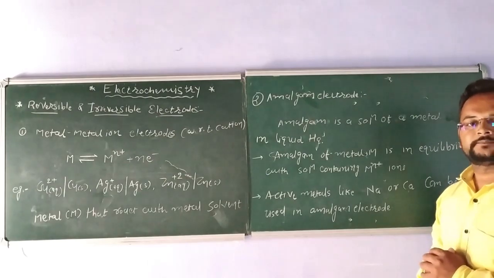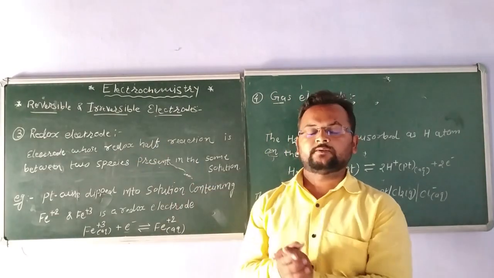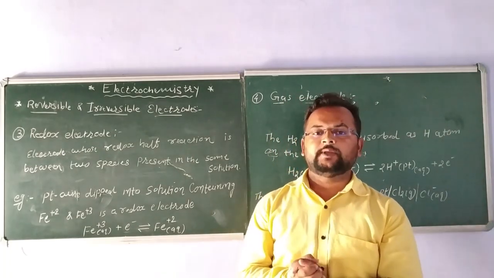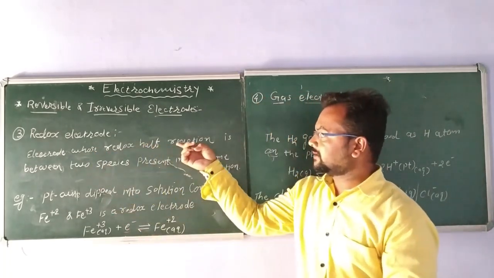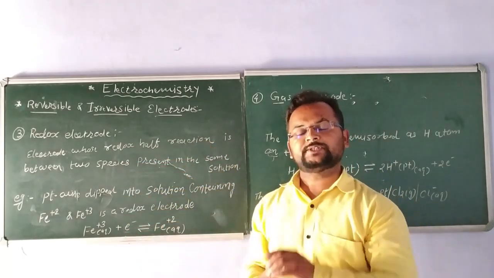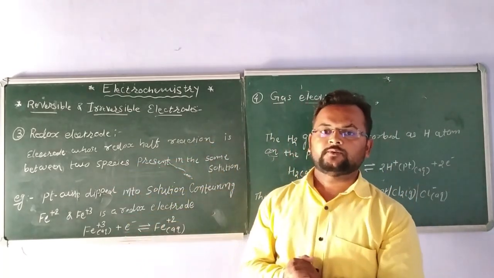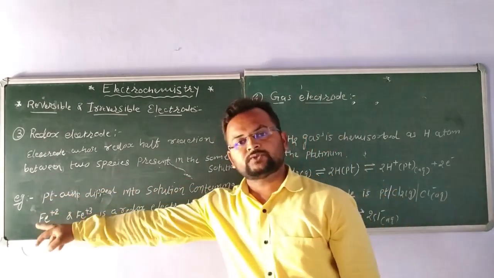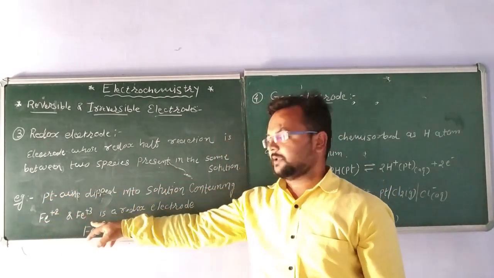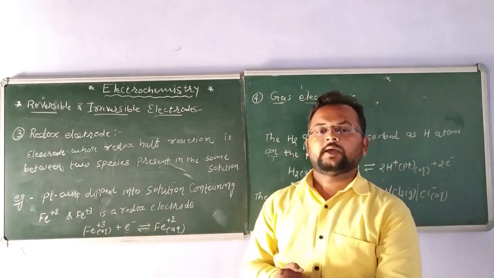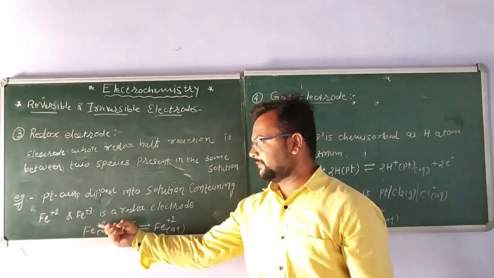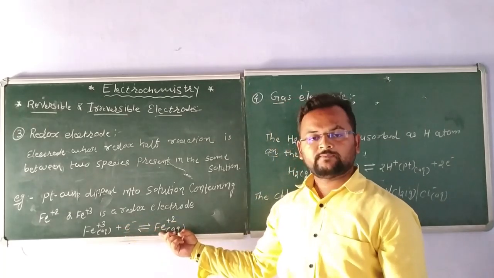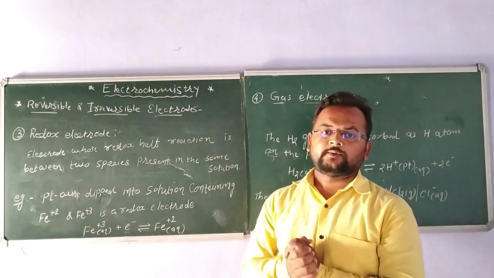The third electrode is the redox electrode. Every electrode involves an oxidation and reduction half reaction. A redox electrode is one whose redox half reaction is between two species present in the same solution. For example, a platinum wire is dipped into a solution containing Fe^2+ and Fe^3+. This type of electrode is a redox electrode, and its half reaction is Fe^3+ aqueous plus 1 electron converted into Fe^2+ in aqueous form.